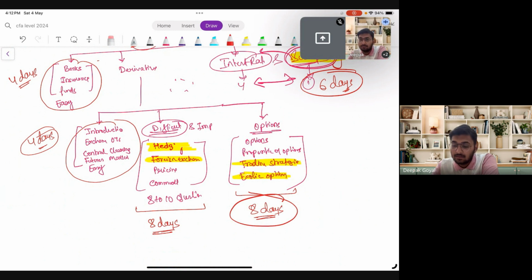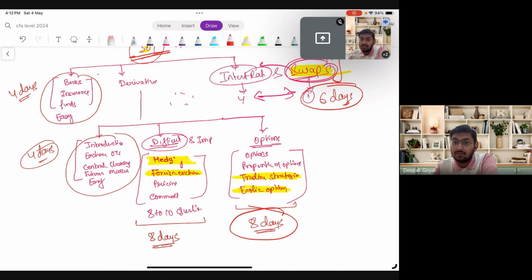Clear? Now, the number of days I mentioned is equal to the number of questions in the exam. So 4 days means 4 questions. Again, 8 days, 8 questions. So the number of questions is equal to the number of days you are spending on these blocks. Clear? If something requires 5 days, why would I give 10 days?